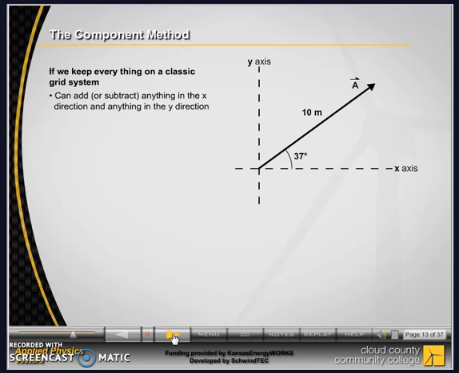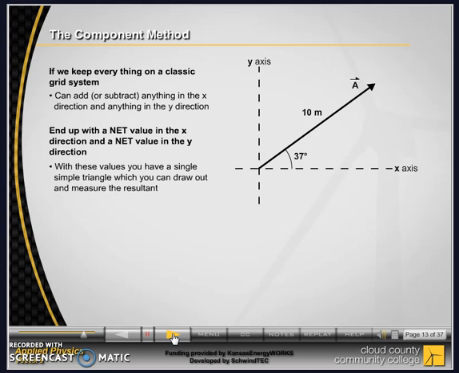and anything in the y direction. When you do this, you end up with a net value in the x direction and a net value in the y direction. With these values, you have a single simple triangle which you can draw out and measure the resultant, or you can use trigonometry to solve for the hypotenuse of the triangle.